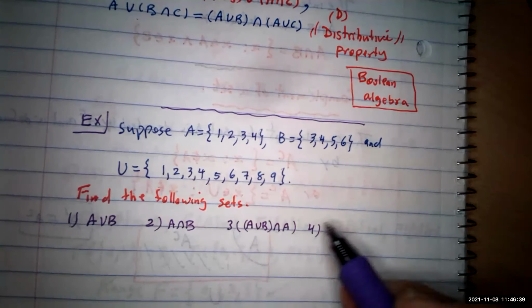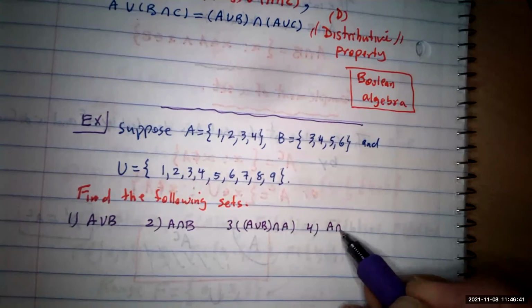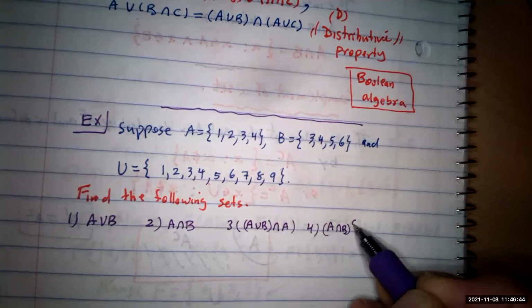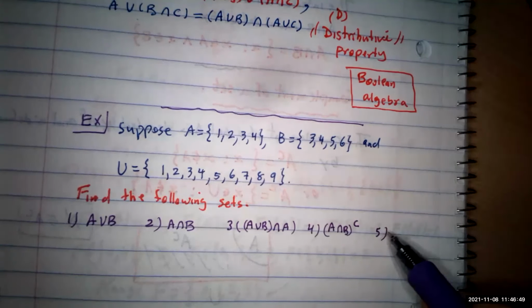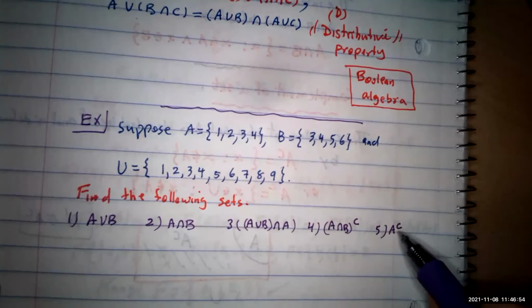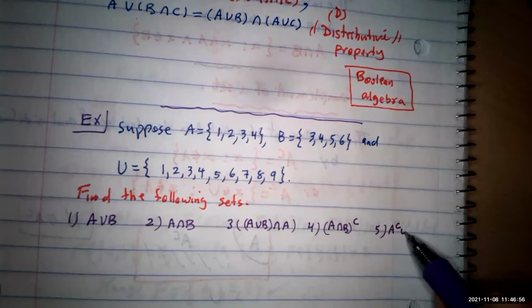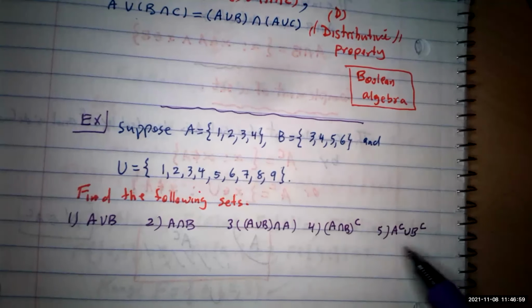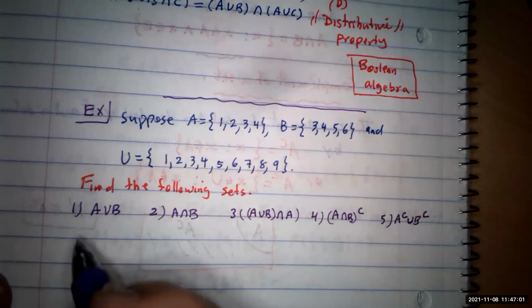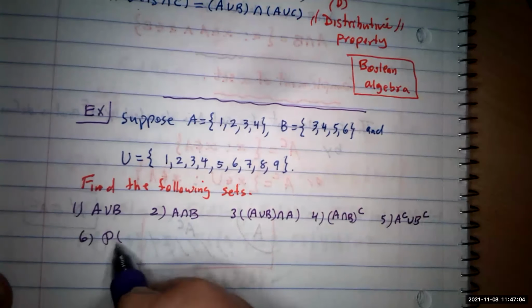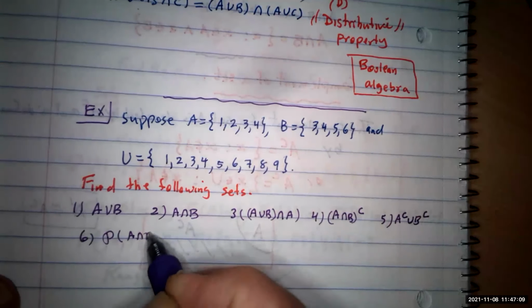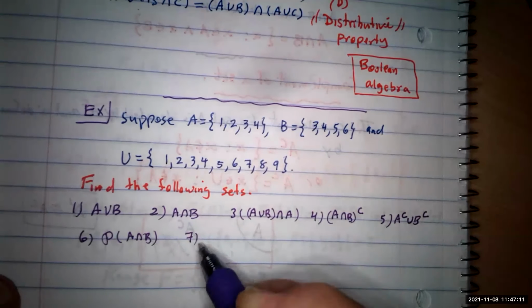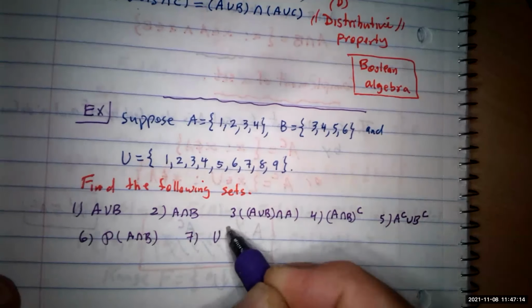Number four, we would like to find the complement of A intersect B. Number five, we ask you what is A complement union with the B complement. And eventually we ask you what is the power set of A intersect B, and number six, what is U complement.